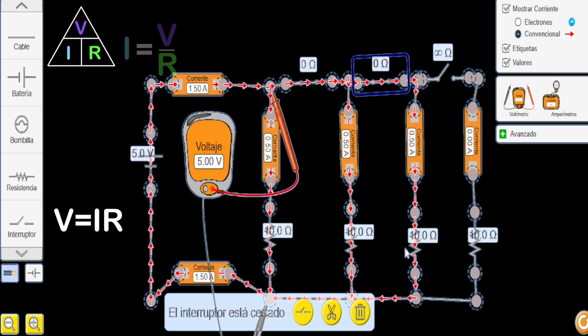Here, pause the video and tell me what will happen if we enable the fourth resistor. What will be the new current value, right? Will it be greater or smaller? Let's see if you got it right.